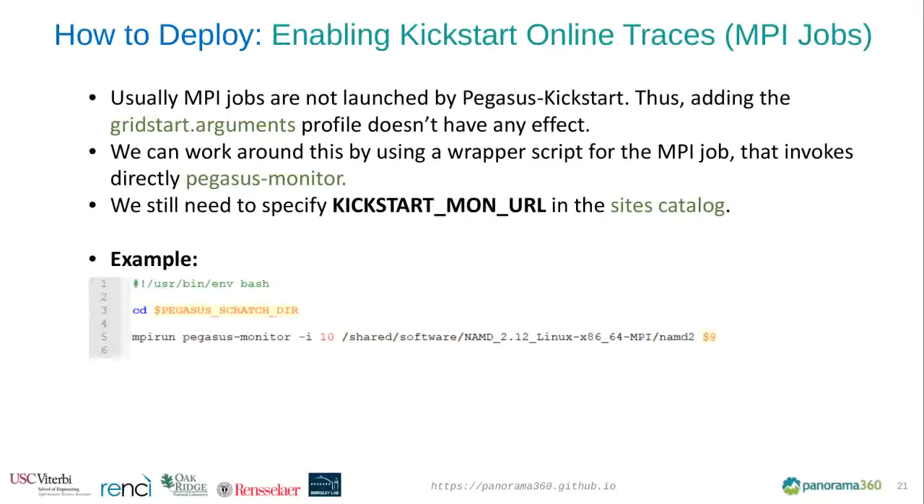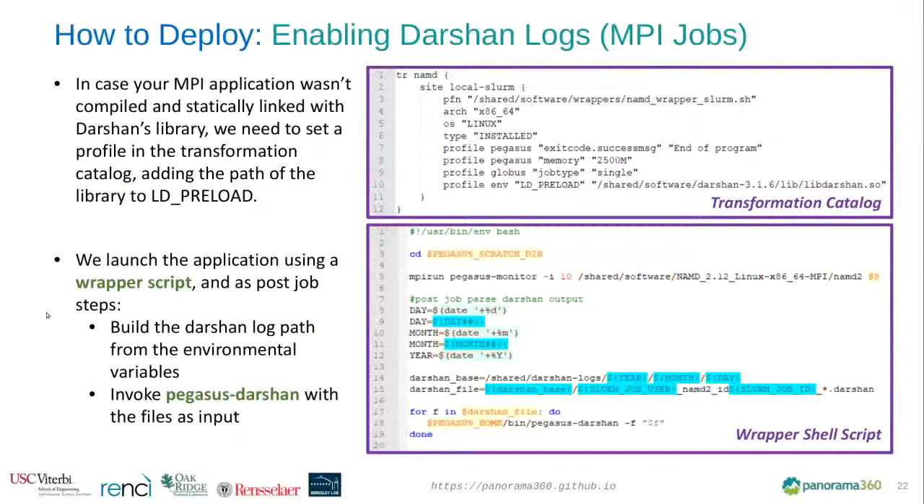Our final monitoring tool is Darshan, and as I said, this is only for MPI jobs. Darshan supports two ways to be enabled. The first one, you have to recompile your tasks, your executables, with Darshan and link them statically, or you can link them dynamically. In order to instruct the dynamic linking of your executables and the Darshan library, you need to specify the LD_PRELOAD environment variable under your executable's transformation catalog. This can be found in the top right example of a transformation catalog.